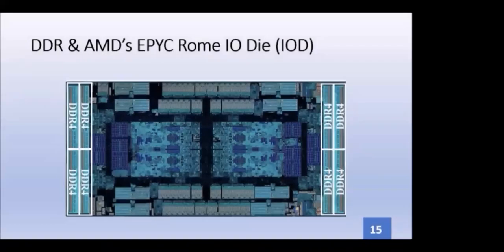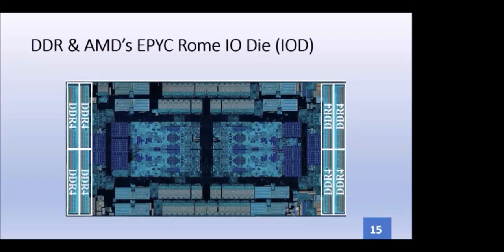This is a photo of the I/O die, or IOD, for AMD's EPYC Rome processor, which packages 4 or 8 CCDs, core complex dice, with a single IOD. The I/O die supports 8 DDR4 3200 channels for an aggregate bandwidth of 204 gigabytes per second, or 25.6 gigabytes per second per channel. DDR is the most mature of the technologies for near memory interconnects and has been the basis for all DRAM for the past 2 decades.